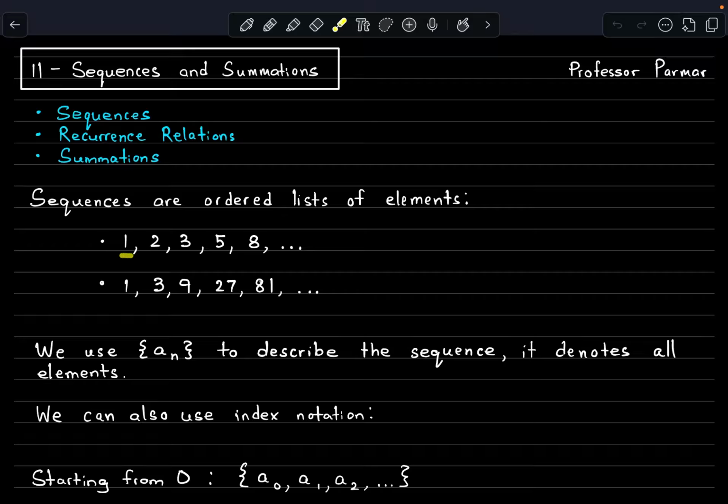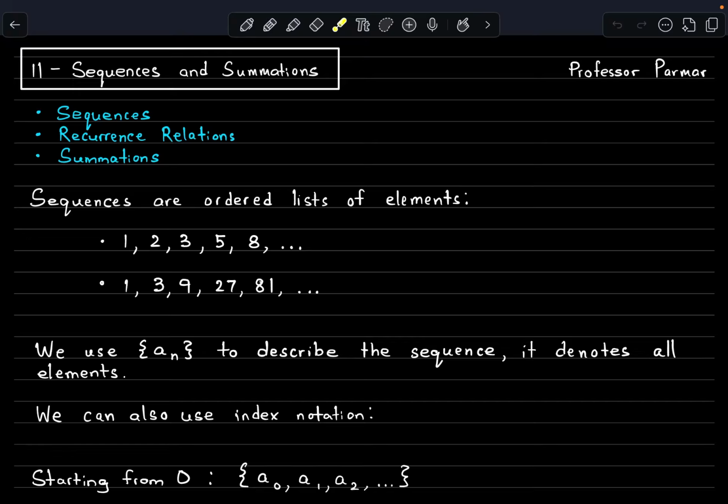For example, we might have the list of numbers 1, 2, 3, 5, 8, or 1, 3, 9, 27, 81. And there's not just some order, but there's usually some sort of logic or formula to get from one element or two elements to the next element. For example, in this case, we're just adding. 3 is the summation of 2 and 1. 5 is the sum of 2 and 3. 8 is the sum of 3 and 5, and so on. In the second list, we're multiplying from one element to another by 3.